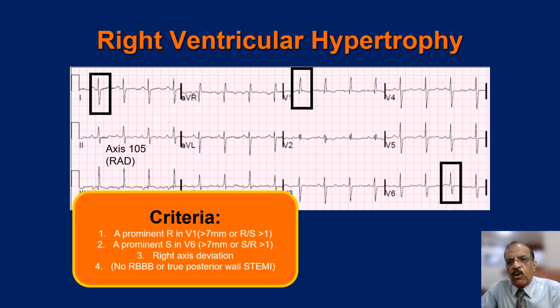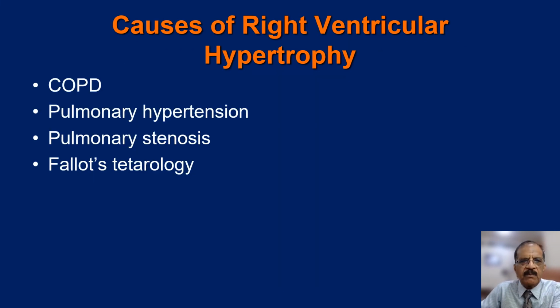So the diagnostic criteria of right ventricular hypertrophy are even more insensitive than left ventricular hypertrophy. So these are the causes: COPD, pulmonary hypertension, pulmonary stenosis, Fallot's tetralogy. I'm sure there's pulmonary embolism also a possibility. So the other causes also, but just very brief. I'm not going to go into the detail because we are just discussing the ECG.